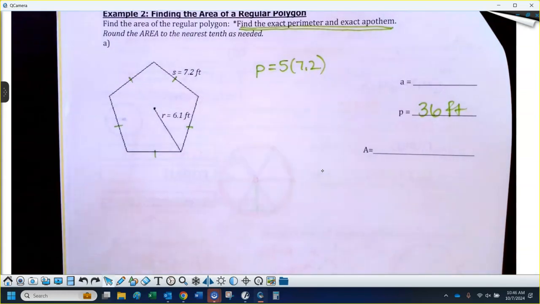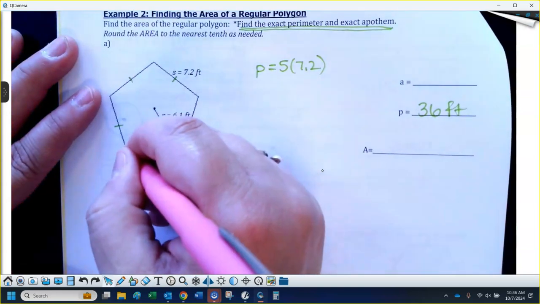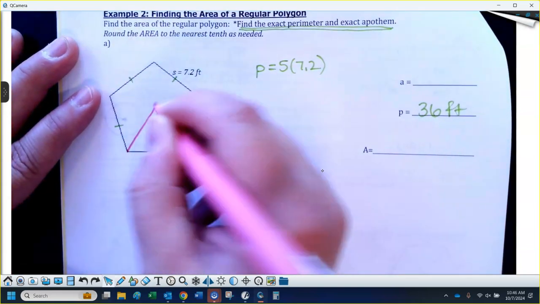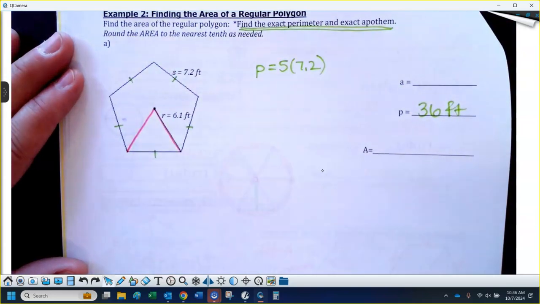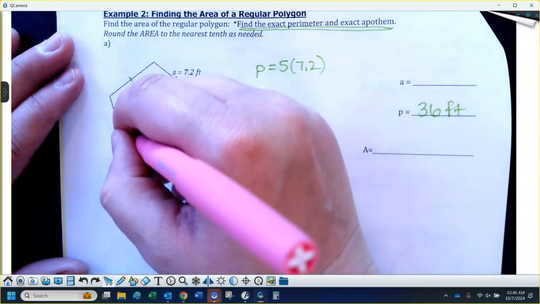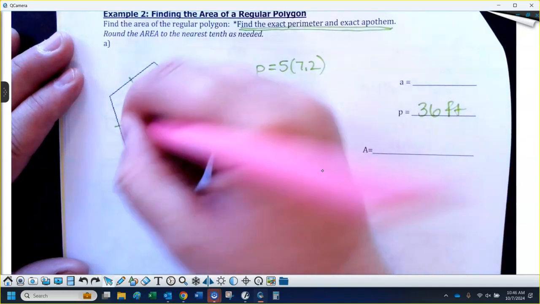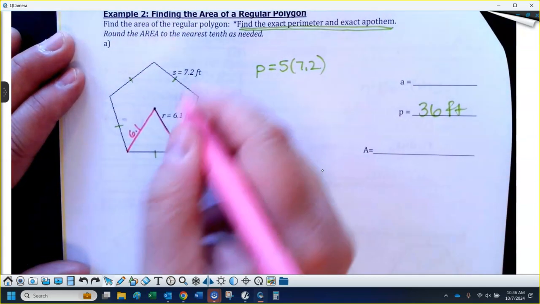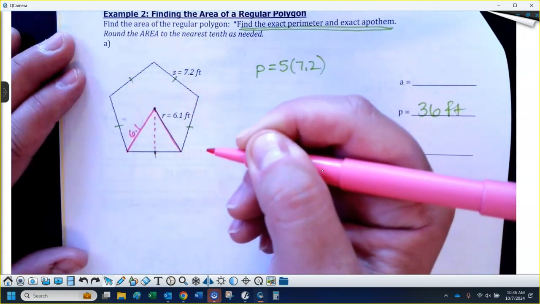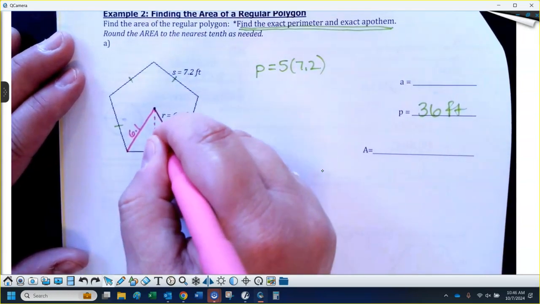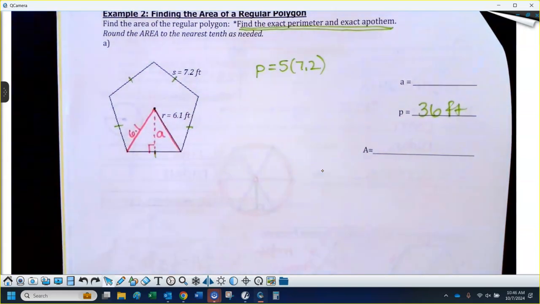So let me go ahead. They give us a radius. So a radius just connects the center to a vertex. So I'm just going to draw a little triangle here. This would also be 6.1. So would this side. And what I need is the lovely apothem, which is the height of that little triangle.